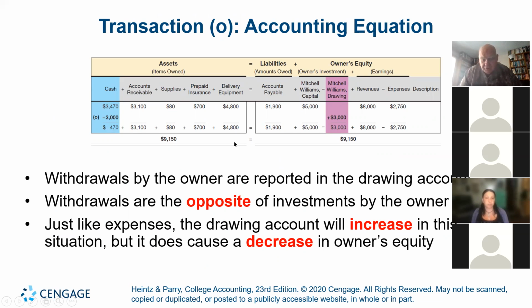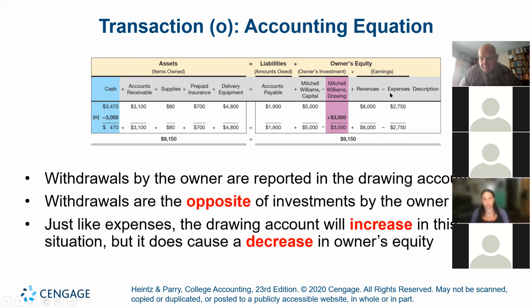We decrease the cash, we increase the drawing, which has the effect of reducing the capital. The capital at the beginning of the month was $5,000. And then we had sales of $8,000. So that's 13,000. But then we had these expenses here, which dropped the number down. So look at the capital one more time, please. Your capital plus revenues and expenses.